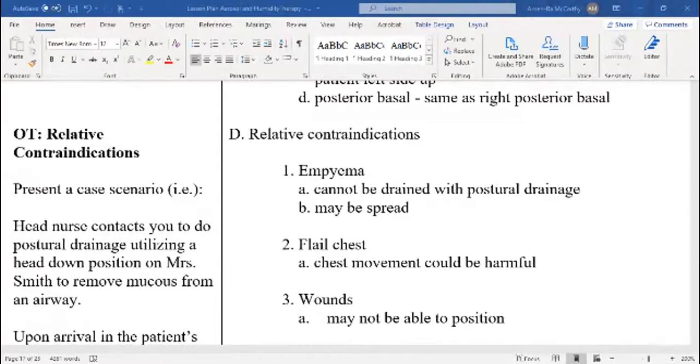Chest has no stability. The thorax has no stability because you have two or three broken ribs, and those ribs are broken in two or more places, not just one break. That one rib is broken in two or three places, and you have two or three ribs like that. That's a flail chest. We would not have you turn over.